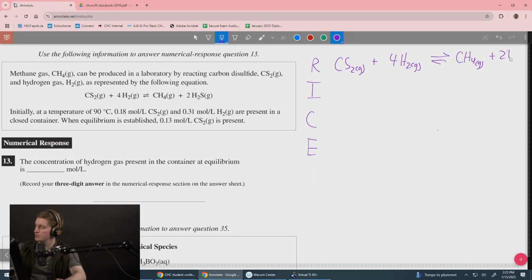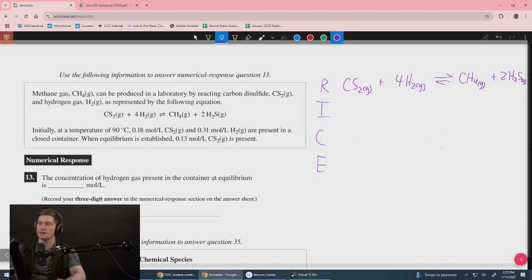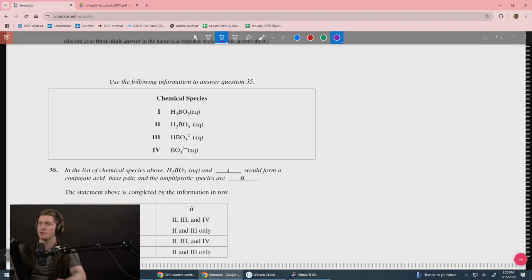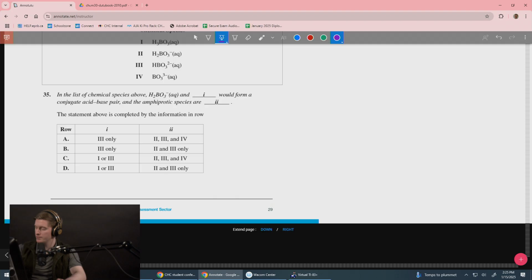2 moles of hydrogen sulfide gas. Here's our reaction. I see that's slightly off the screen. I think I can go a little bit more to the right. Is that better? Nope. One more time. There we go.